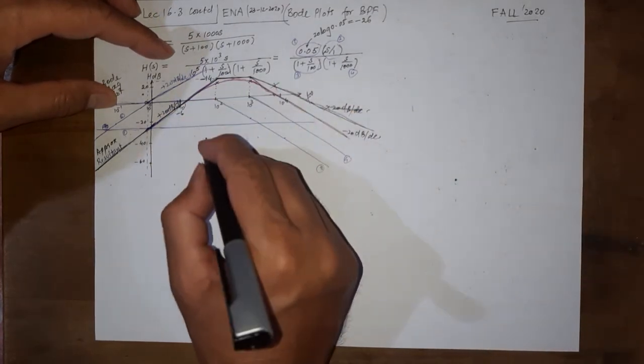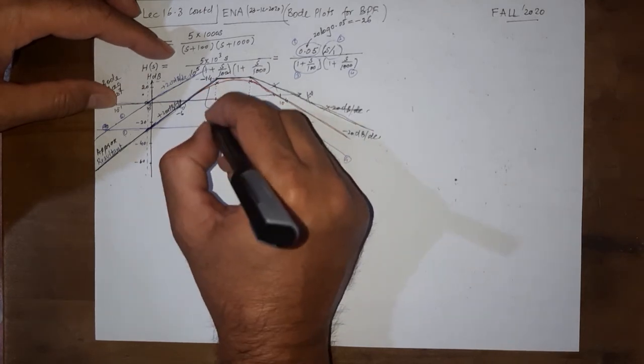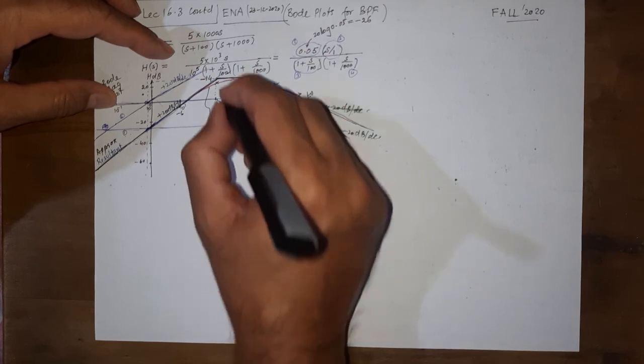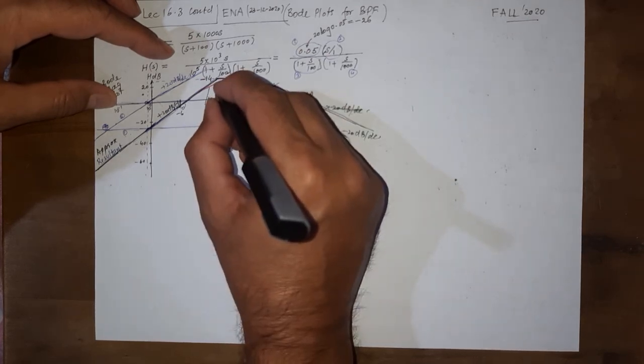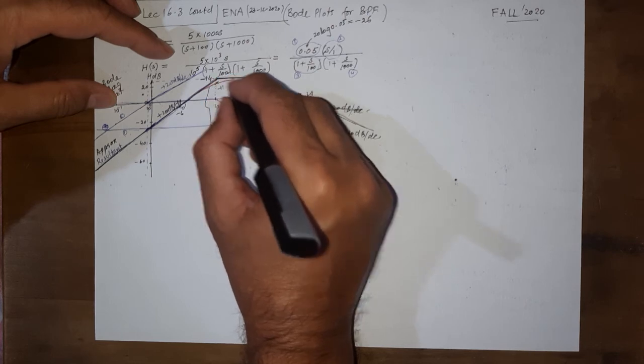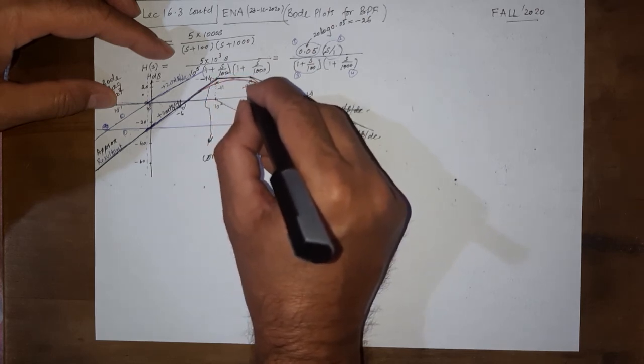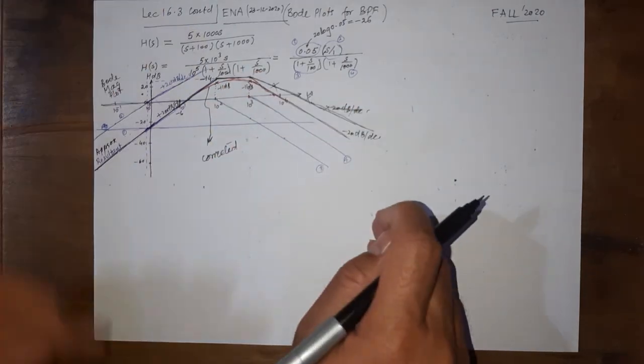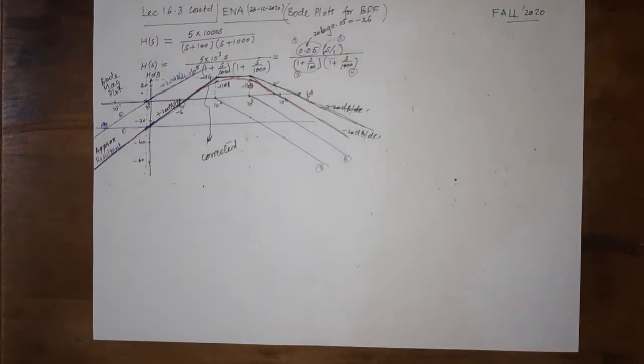So this red will be the corrected ones, where this is a correction at approximately minus 11 dB and a minus 11 dB, because the correction is 3 dB, 3 dB from the graph.